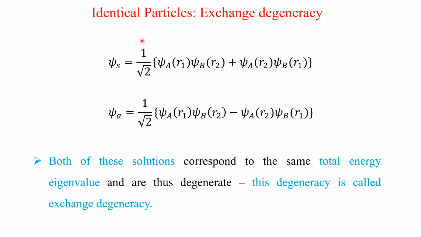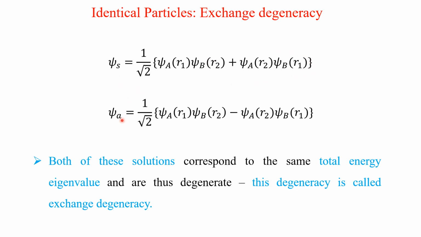In my previous class on identical particles, we have seen the wave function for the two-particle problem. We have seen the wave function for symmetric and anti-symmetric cases. And now we will see the exchange degeneracy. The total wave function for the symmetric case is equal to 1 over square root 2 times psi A of R1 psi P of R2 plus psi A of R2 psi P of R1. This we have seen in my earlier class.